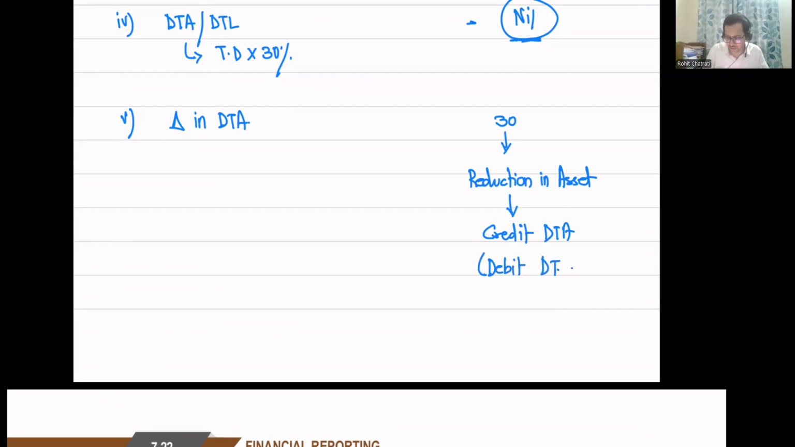This was what we actually saw as the journal entry when we calculated above, before we saw the steps of Ind AS 12. The journal entries were also the same.